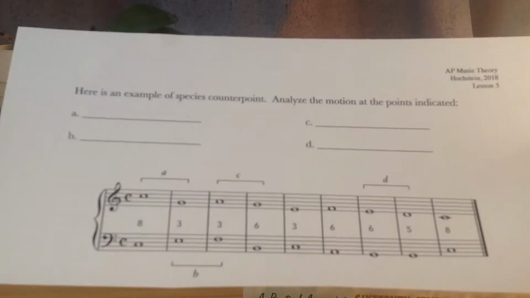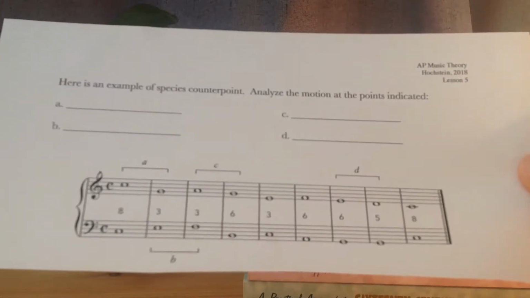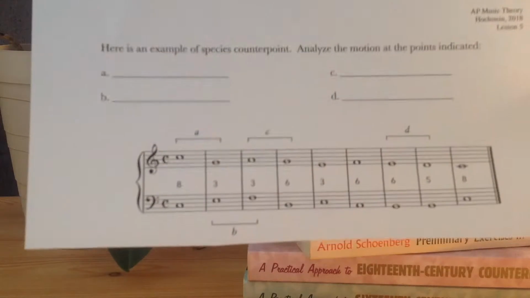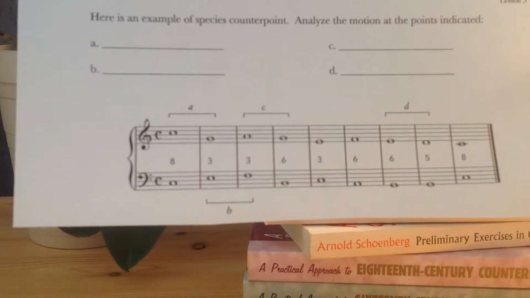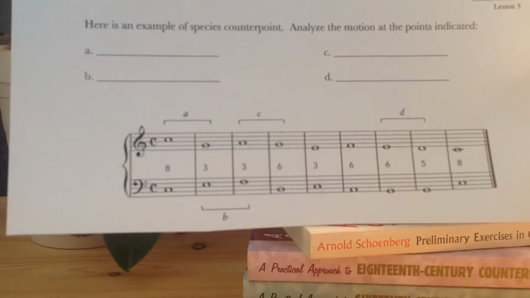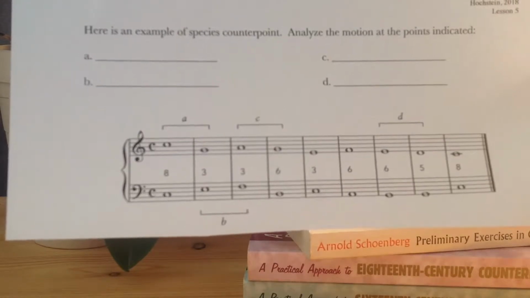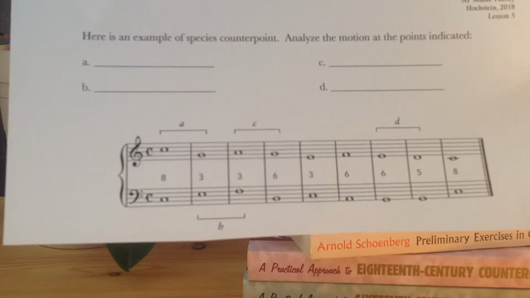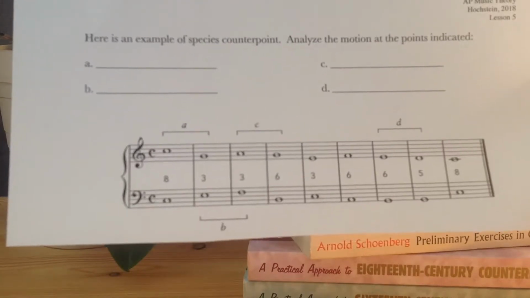Here I have an example of species counterpoint. We're going to analyze the motion at the points indicated. So at point A, you can see that the bass voice is moving up by third and the soprano voice is moving down by fourth. These voices are moving in contrary motion to one another, opposite directions.